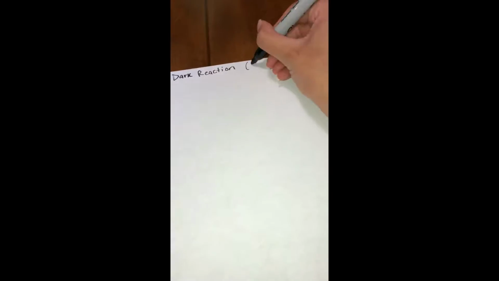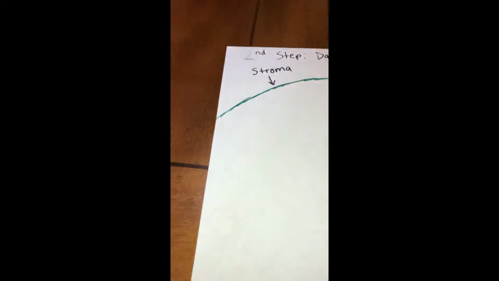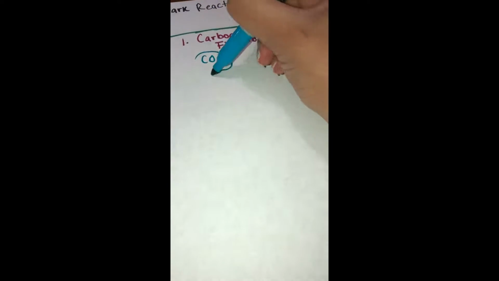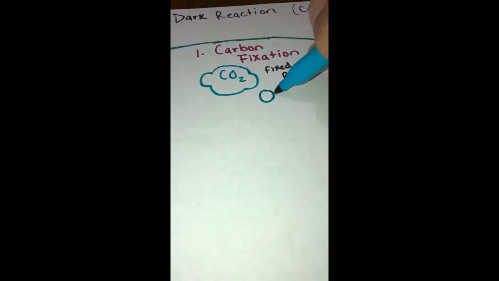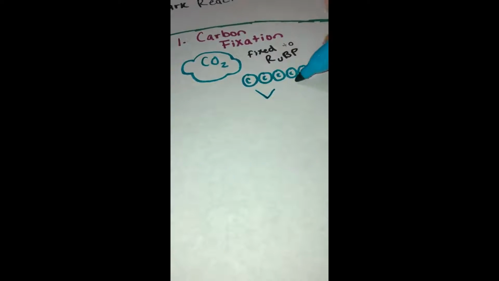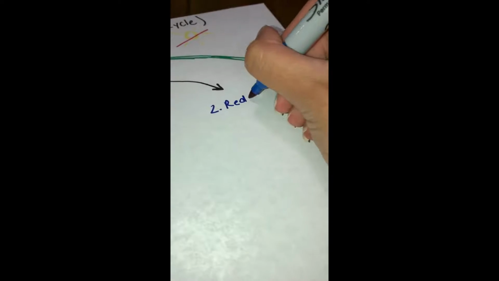The dark reaction, also known as the Calvin cycle, does not use light energy from the sun. The dark reaction occurs in the stroma, which is the empty space of the chloroplast. The Calvin cycle has three phases. Phase 1, carbon fixation, is where CO2 is fixed to RuBP by using Rubisco. 6 carbon molecules are cleaved to produce 2 molecules of 3PG.